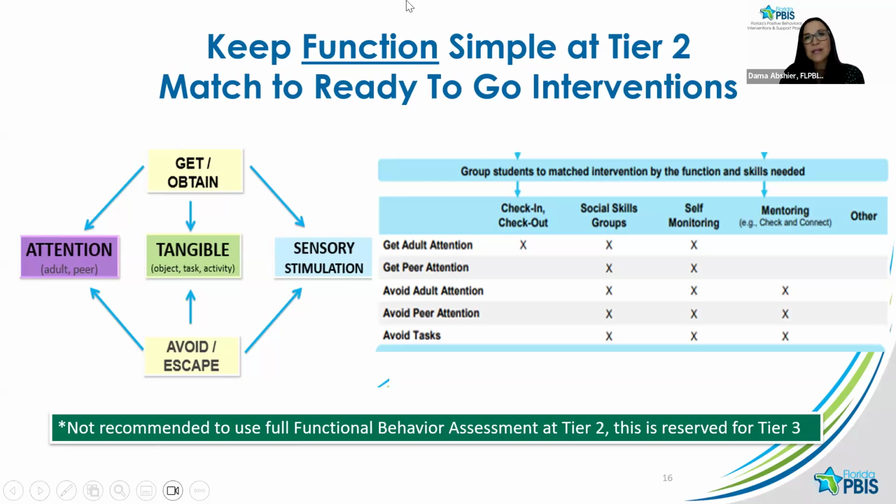In Marion, they've done a really nice job of putting together some district support.